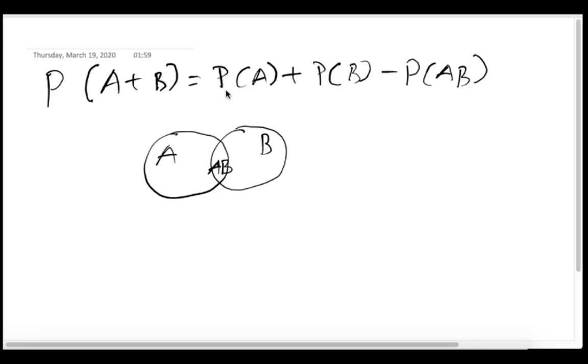So on the right hand side, you get the probability of A. So I'm going to count this part 1 time, this part 1 time, and add the probability of B. So I count this part 1 time, and the intersection 1 more time. Therefore, you need to subtract the intersection from the sum to get the probability of the union.